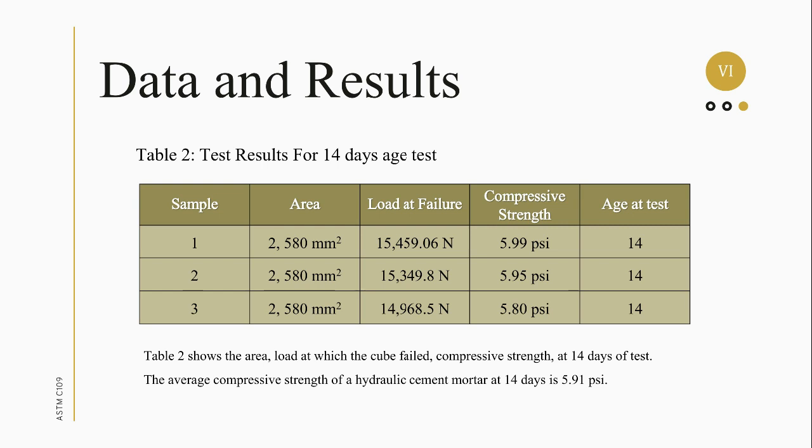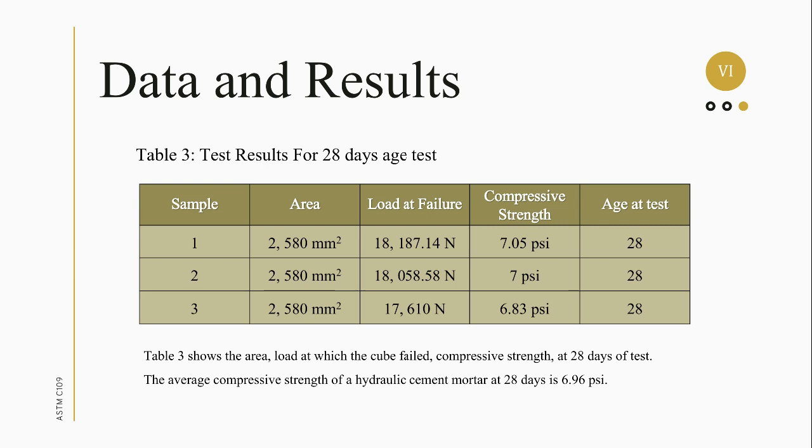Sample 2 has a load at failure of 15,349.8 Newton and leads to a compressive strength of 5.95 psi. And in Sample 3, it has a load at failure of 14,968.5 Newton and has a compressive strength of 5.80 psi. The average compressive strength of a hydraulic cement mortar at 14 days is 5.91 psi.